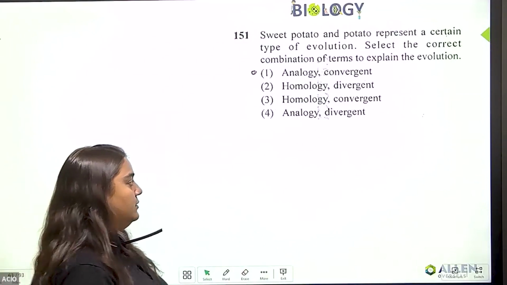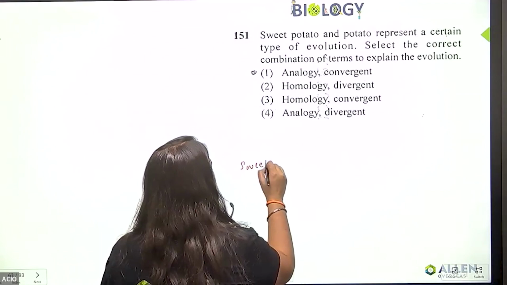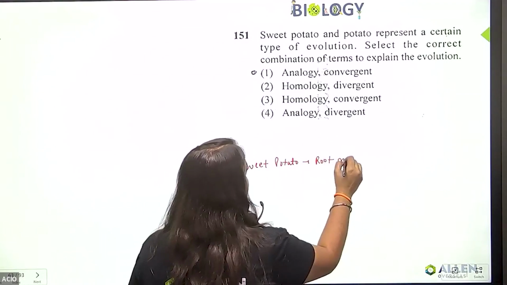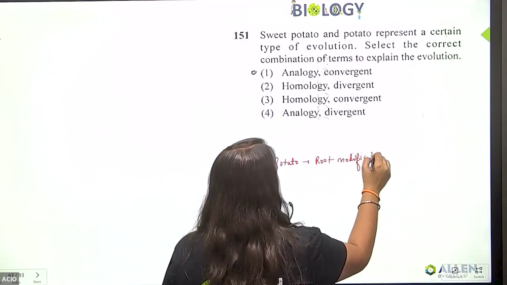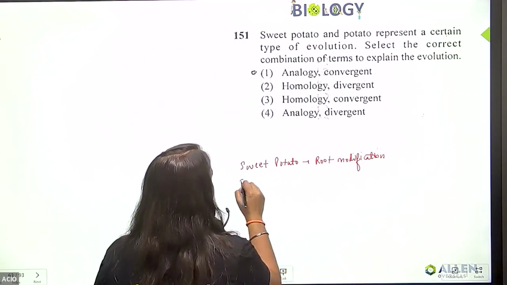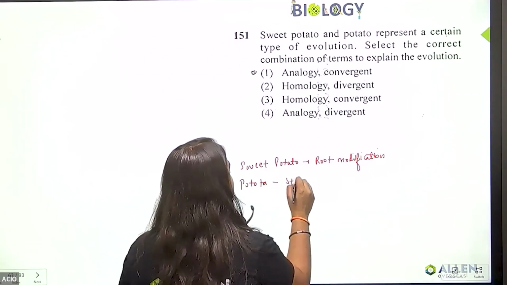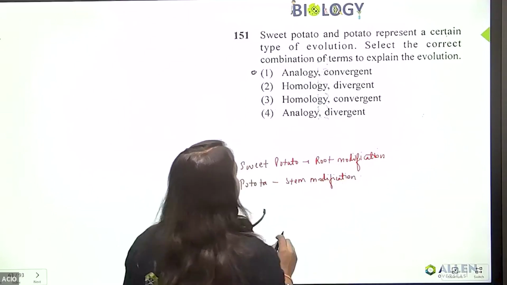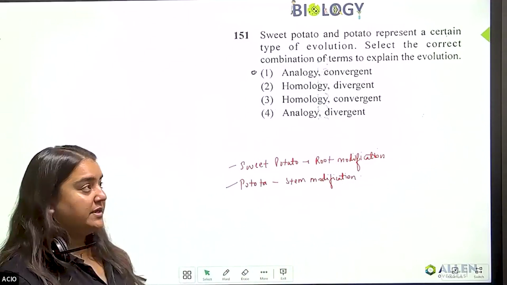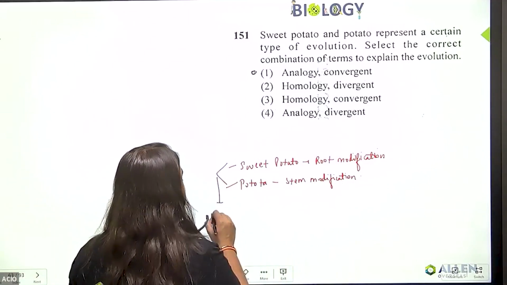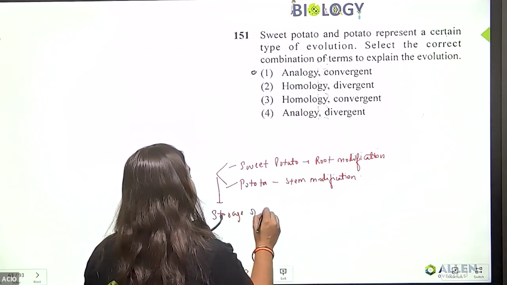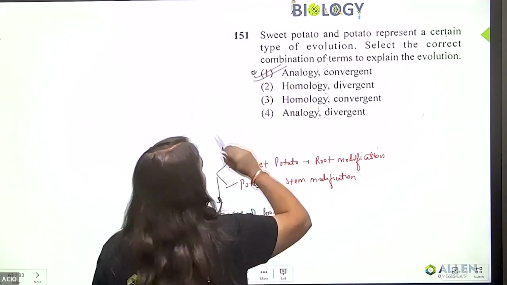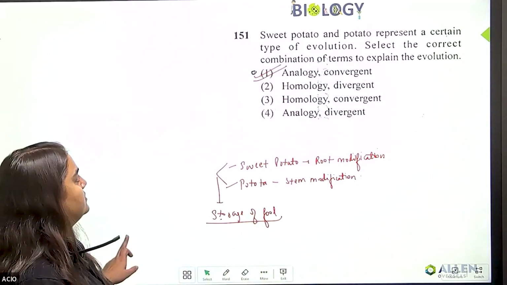Sweet potato and potato. Sweet potato is your root modification, and potato is your underground stem modification. So that means the origin is different. One is root, another one is stem. But they are performing the same function, that is storage of food. So they are telling you about analogy, and analogy gives you what? Convergent evolution. Okay, first option.